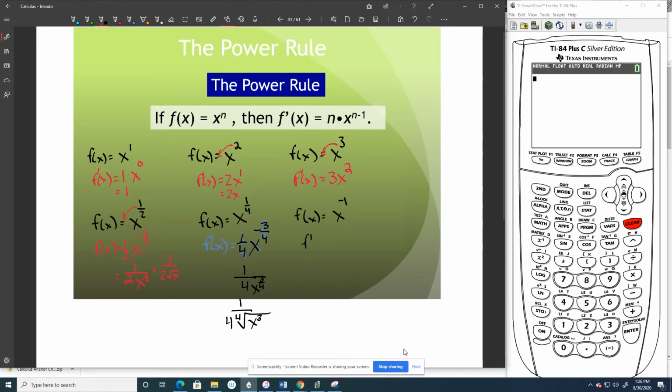One more, f of x equals x to the -1. f prime of x equals, that -1 comes in front. We get x to the -2 on top. So when I simplify, that's just -1 over x squared.